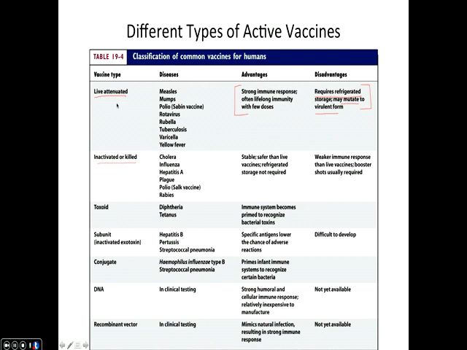So the farther you get away from the live or actual pathogen, the safer it is in terms of its ability to actually cause an infection. That's what you see as we go down this chart. There are different ways. What we're doing is making vaccinations that are farther away from the actual pathogen. And so in some of these, toxoid, subunits, conjugates, DNA, recombinant vectors, some of these are not yet available.